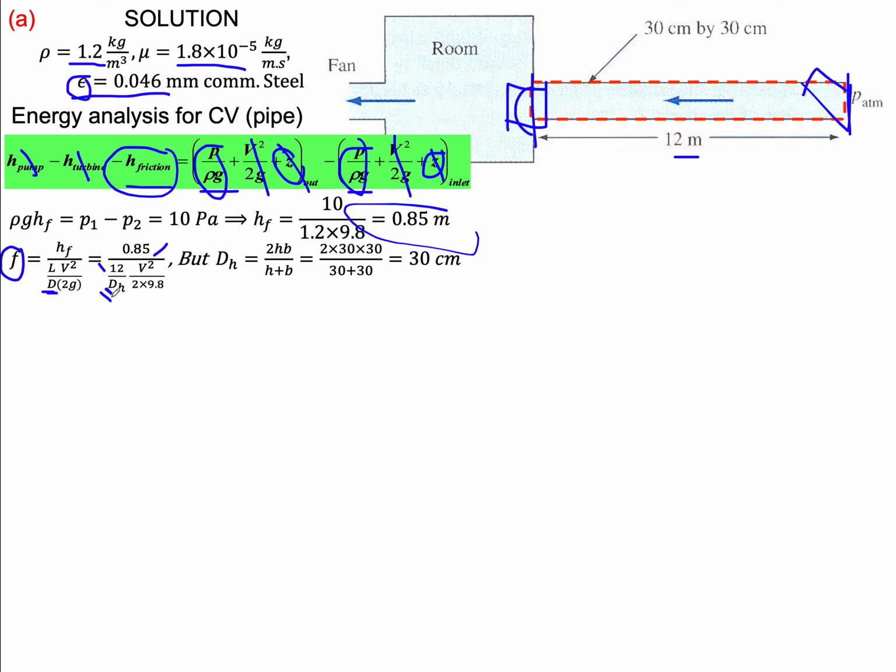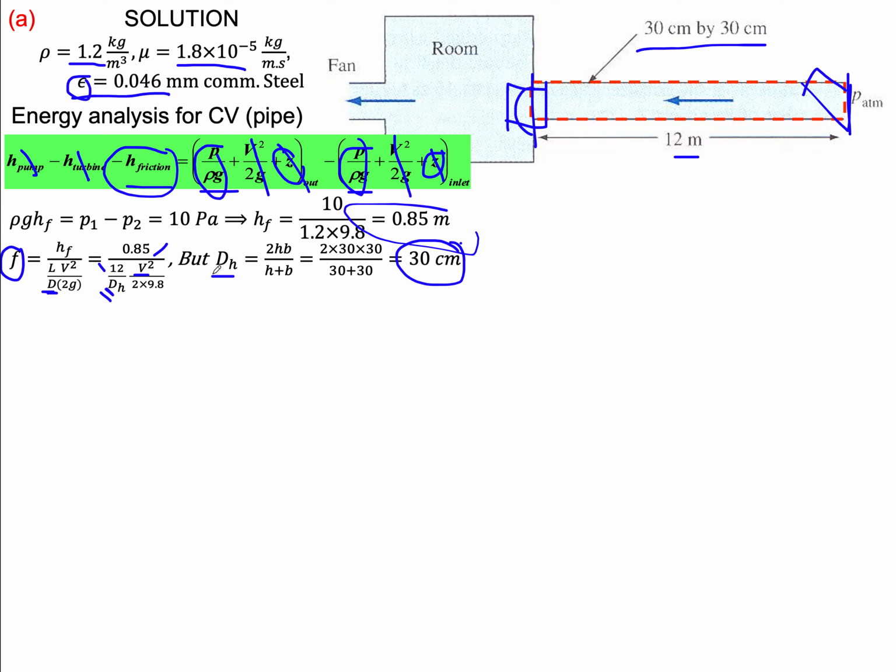So I need to compute the hydraulic diameter. I don't know the velocity. So we compute the hydraulic diameter just like we had done before, and you'll see that a square duct of side L will have the same hydraulic diameter as a pipe of round diameter L. So the hydraulic diameter is 30 centimeters.